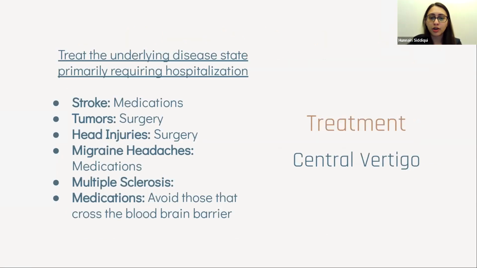All right, so getting into treatment for central vertigo, essentially the treatment is treating the underlying disease state, and most of these require hospitalization. They're more severe. With a stroke, we're going to give medications that allow the clot to break down and allow for adequate blood flow to your brain. For tumors, we could have surgery to remove the tumor to prevent further damage, whether that's cancerous or not. We can use OTC medications for migraines, such as NSAIDs or caffeine. For multiple sclerosis, we typically use immunosuppressive therapy because it is an autoimmune disease. And in this type of vertigo, you want to avoid medications that will cross the blood-brain barrier.